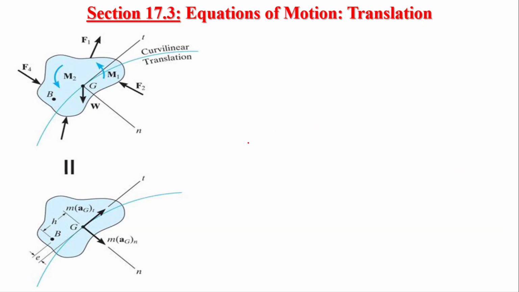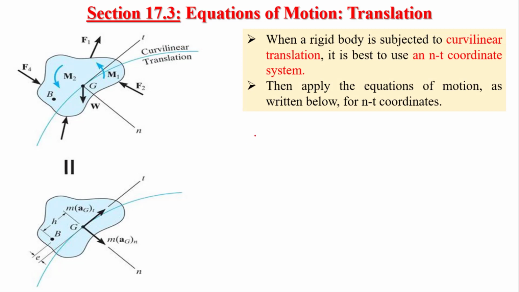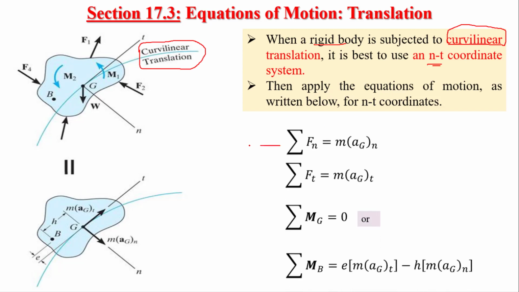Now, is it necessary to use only xy? No. We can use another coordinate system, especially when the rigid body is subjected to curvilinear translation. Sometimes it is easier to use the NT coordinate system. Here we have curvilinear translation, so we apply the equations of motion in NT. The first equation is about the normal direction, and this is equal to m a in the n direction. Then the summation of force in the t direction, and then the third equation, either this one or this one.